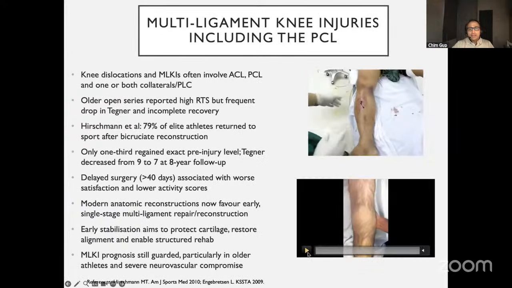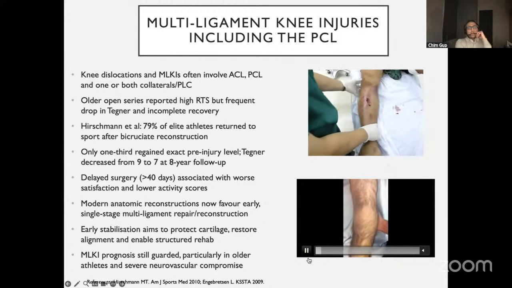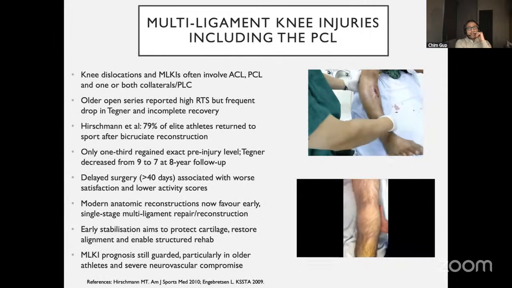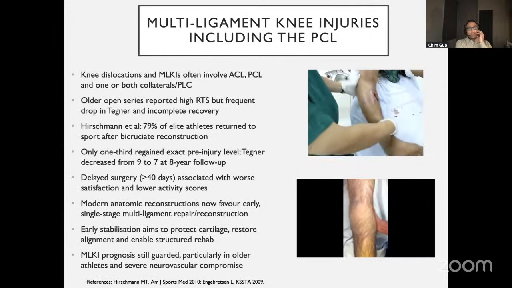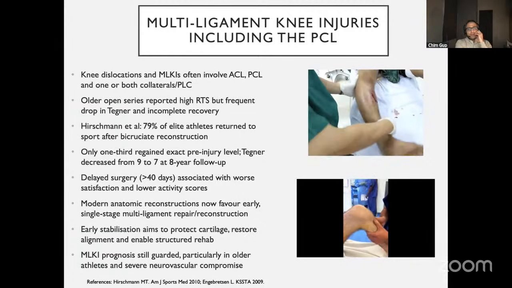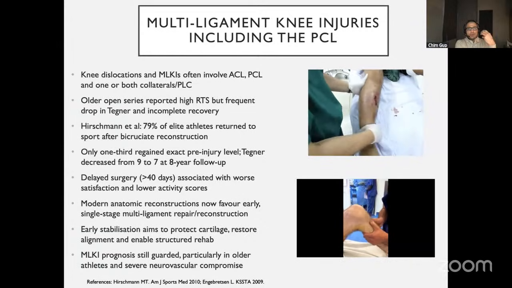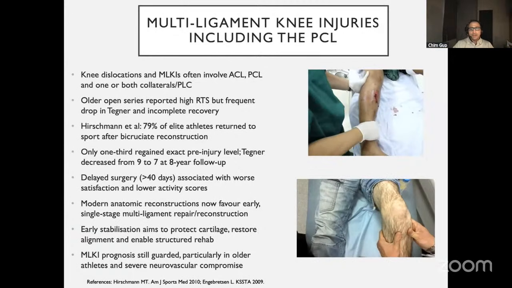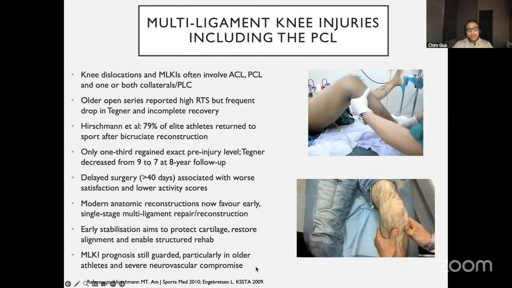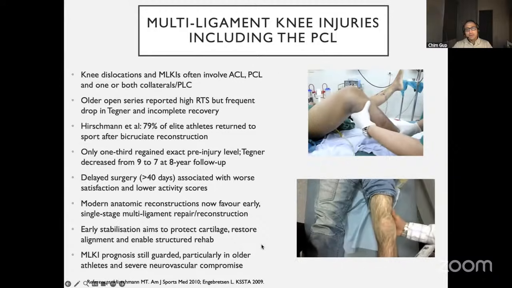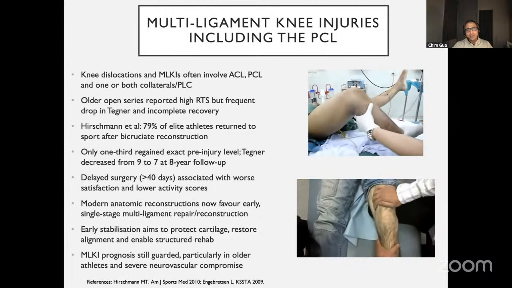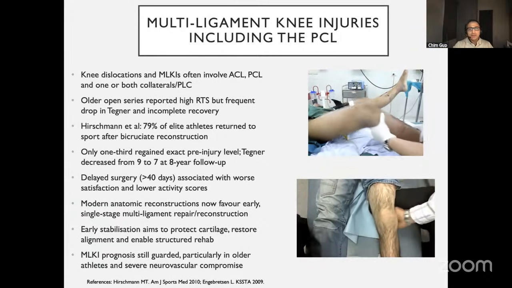Multiligaments, slightly less return to play rates, only 1/3 regained the exact pre-injury level of Tegner score. I think obviously a lot of this depends on who it is, who's doing the surgery, how well it's done. But when you have an elite athlete with this kind of injury, you have to say your knee may never be the same again. I think you have to be honest about that and manage their expectations.